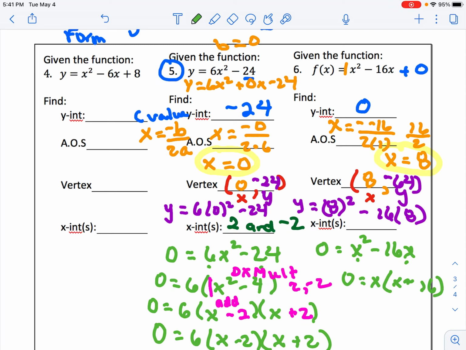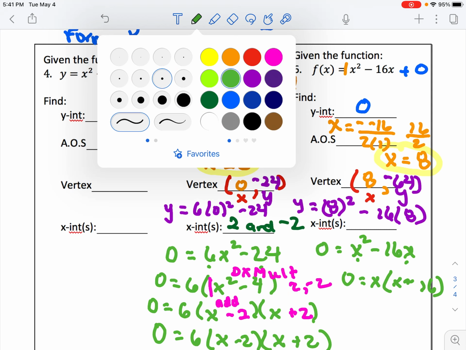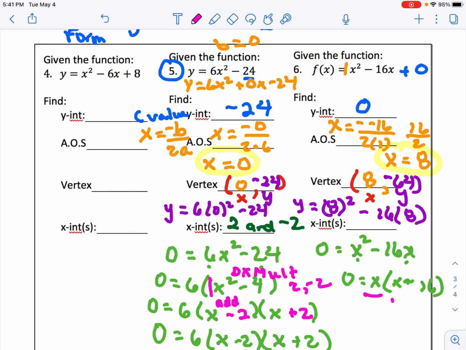All right, now I use the zero product property. If two things multiplied together equal 0, so x times x minus 16 has to equal 0. So what value of x would you put in here so that when you subtract 16, you get 0? Well, if I put a 16 in there, 16 minus 16 is 0. So one of my values of x is 16.